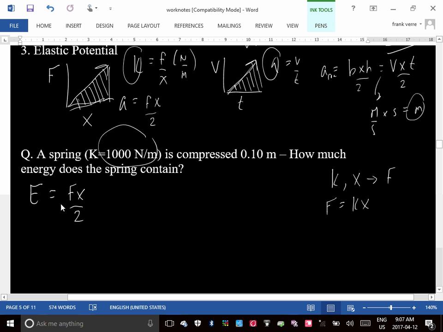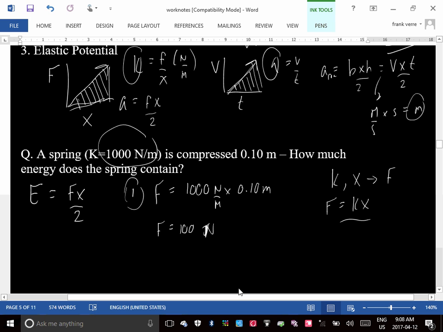Let's say, what would be the force? So let's solve this two ways. One is, let's get the force. So what's the force? The force is K times X. So K is 1,000 newtons per meter, right? In this question, 1,000 newtons per meter. And X is 0.1 meter. So how much force is that? Well, that would be 1,000 times 0.1, which is 100 newtons, not joules.